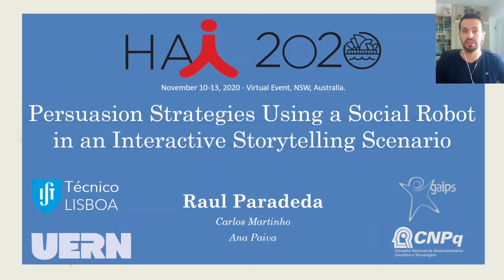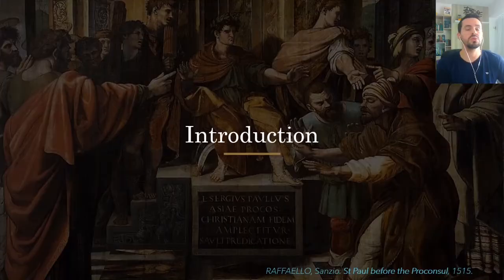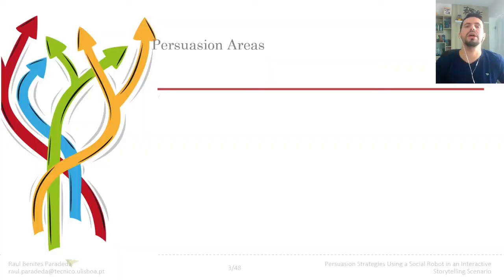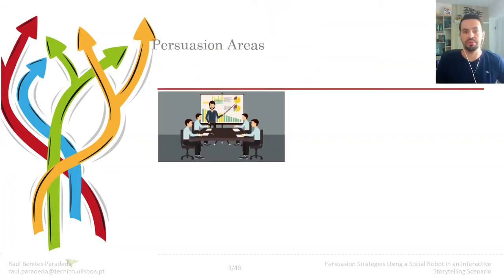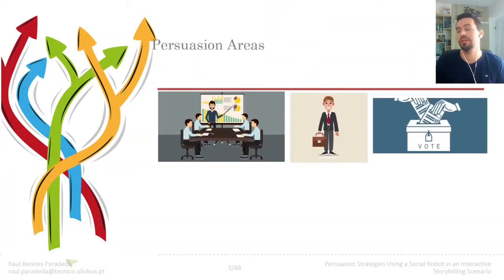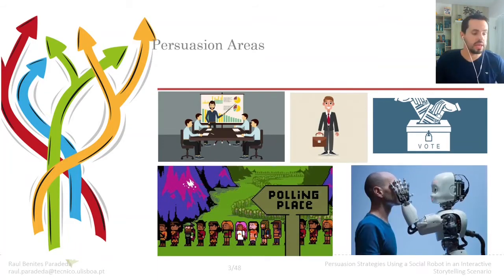The paper is entitled Persuasion Strategies Using a Social Robot in an Interactive Storytelling Scenario. Let's go to a brief introduction. We are surrounded with strategies that lead us to buy or do something. That's persuasion in action. Persuasion can be performed in many areas and using many strategies. For example, we can use persuasion in marketing, sales, elections, games, and human-robot interaction.